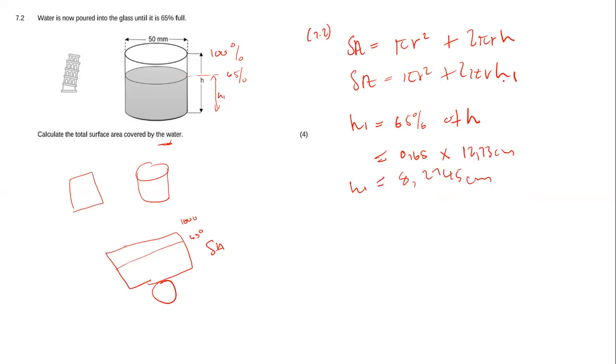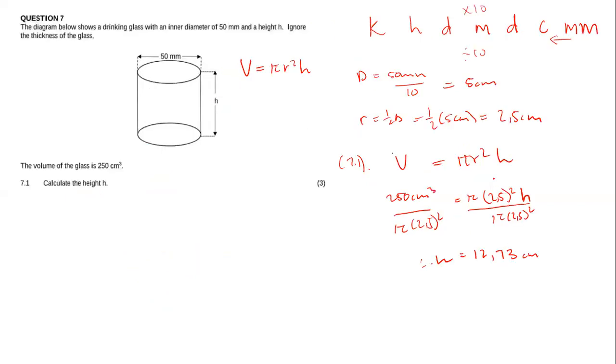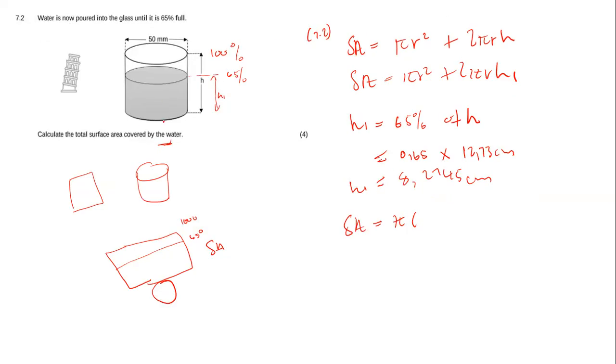Now let us determine the surface area then. We said surface area will be equal to how much? Pi, and the radius, remember, we have determined that the radius is 2.5. Because it is still the same beaker, the radius will be 2.5 centimeters squared, plus 2 pi, and then the radius again, 2.5, and then h, which is h1 in this case, 8.2745 centimeters. And then you just punch everything into your calculator.